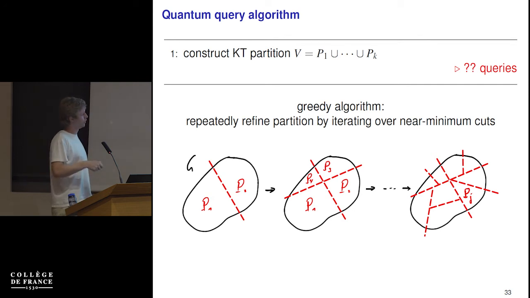And so in the end, we will find a partition that's induced by the set of near minimum cuts. But iterating over this would require way too many queries, so this is way too costly, so we have to be a bit smarter here.